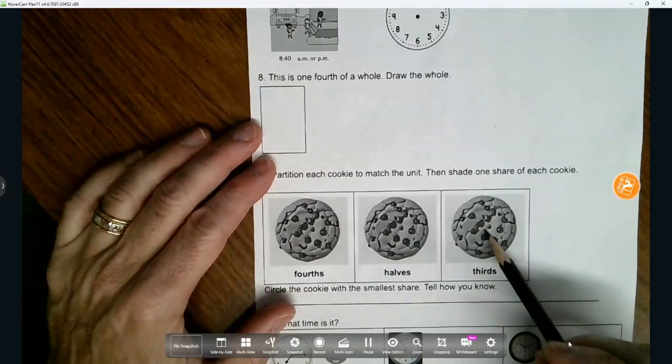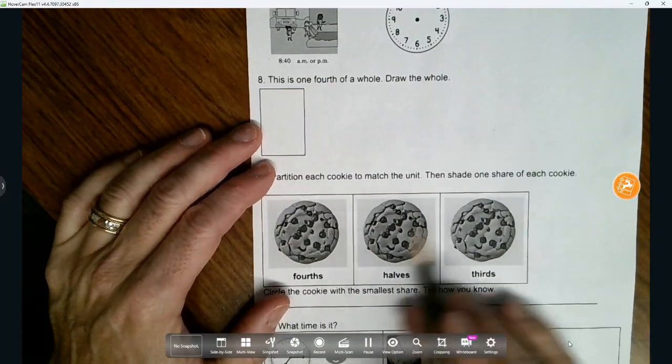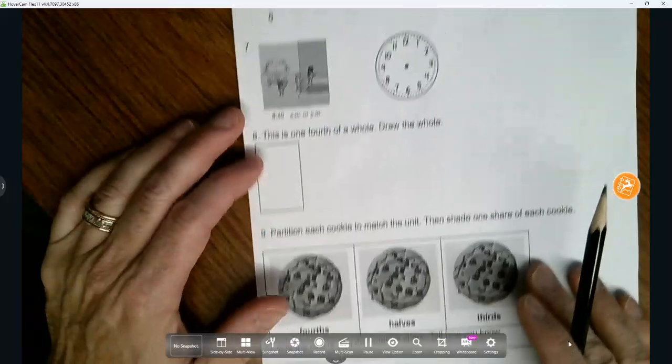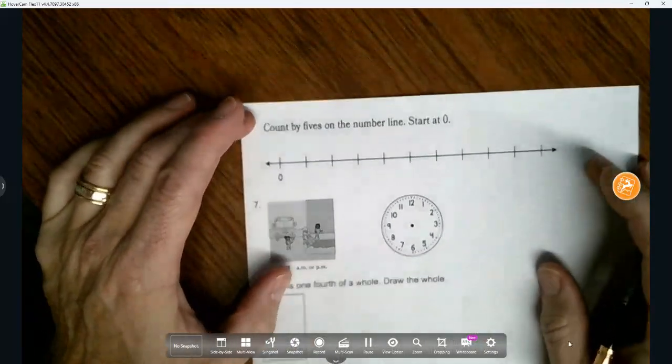And just so you know, I'm going to want cookies now because there's cookies down here. It's not fair.